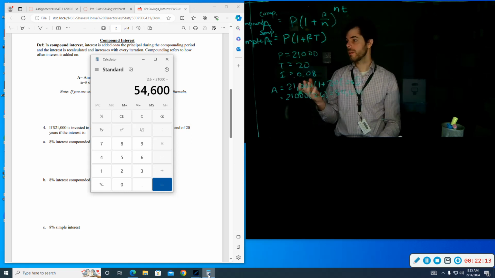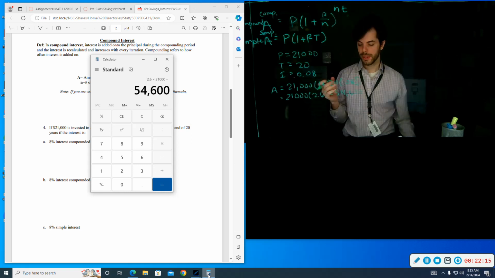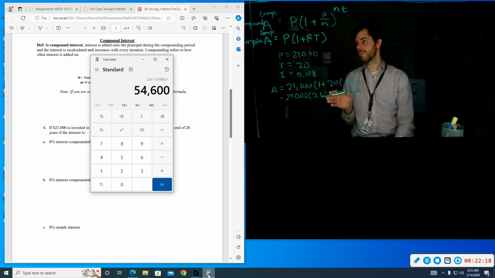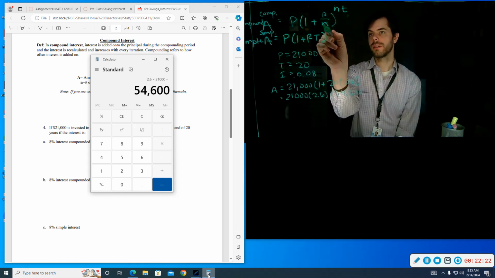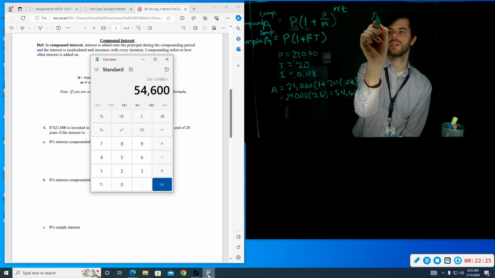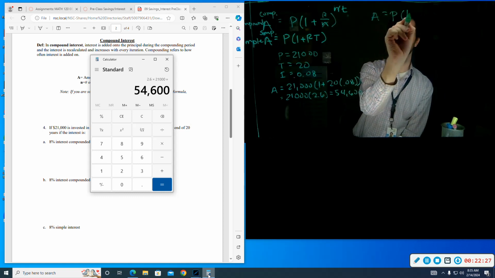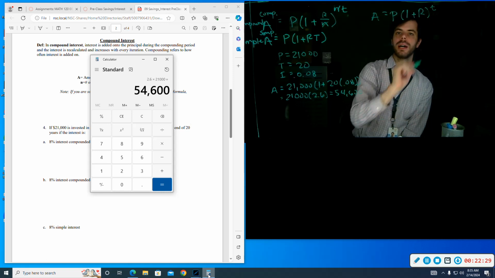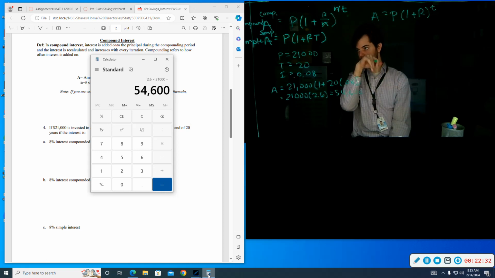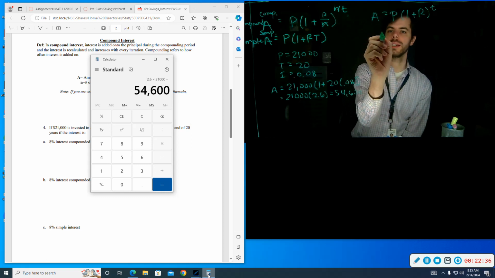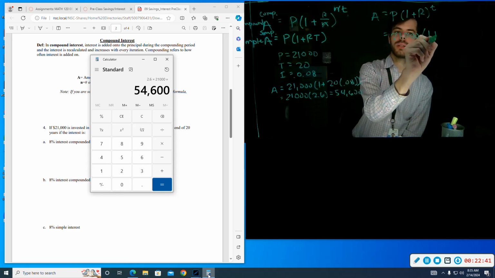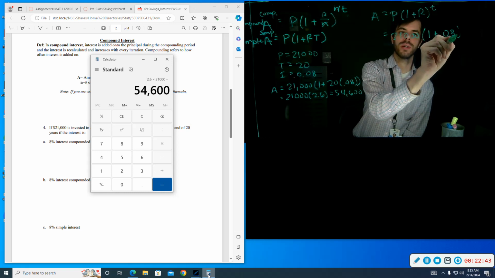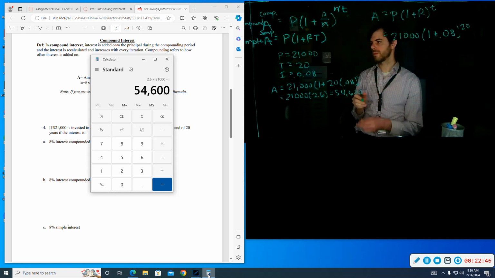Let's try the same thing with compound interest. So we're going to be compounded on an annual basis. In this case, n just equals 1. If n equals 1, we're left with A equals P times (1 plus r) to the T power. That's how we write compound interest for an annual basis. Let's plug our numbers in: 21,000 times (1 plus 0.08) raised to the 20th power.